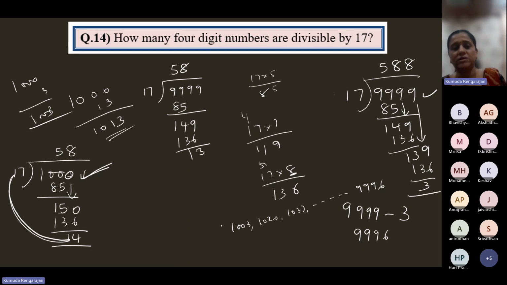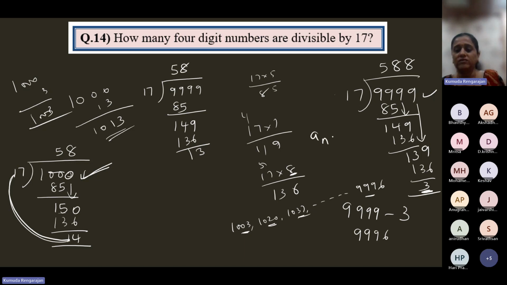That is the smallest or the first 4-digit number divisible by 17. And the last or greatest 4-digit number divisible by 17 will be the dividend minus whatever is the remainder on division. So 9,999 minus 3, 9,996. That is the greatest or the last 4-digit number divisible by 17. So the numbers in the middle you can generate. To the first number add 17, you'll get the second number. To that add 17, you'll get the third number, and so on.